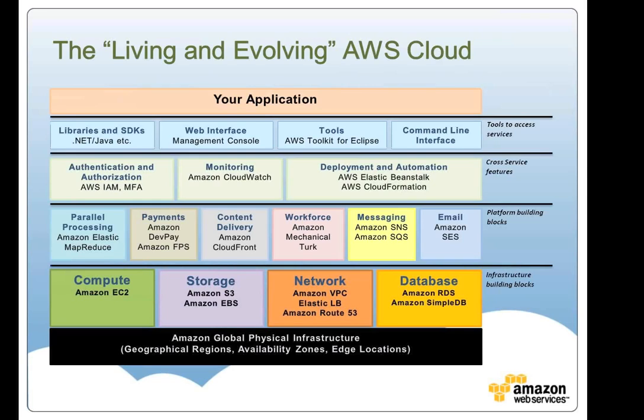And at the top level of this diagram, we have a number of different tools to make it easy for you to access AWS. If you're going in at the API level, and if you're going to write code to use these services, we have libraries and SDKs for a number of languages. We have PHP, Ruby, .NET, Java, Perl, and so forth.